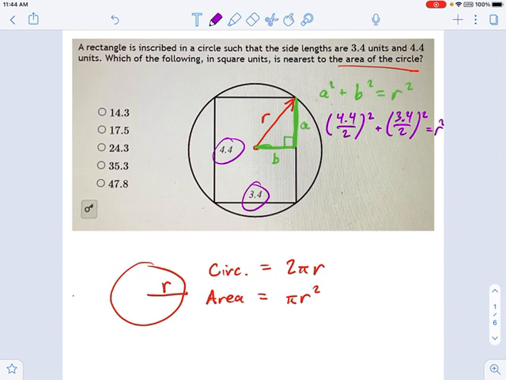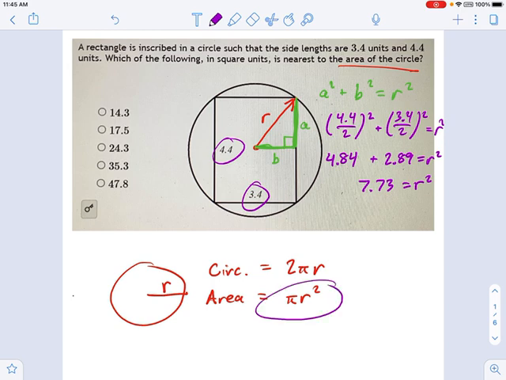And, of course, my calculator is gone, so let's just Google this one. Let's see, 2.2 squared. Okay, so 4.84 on the left, and let's see what we get on the right here. I got 2.89. Okay, let's add those together. I get 7.73 equals r squared.